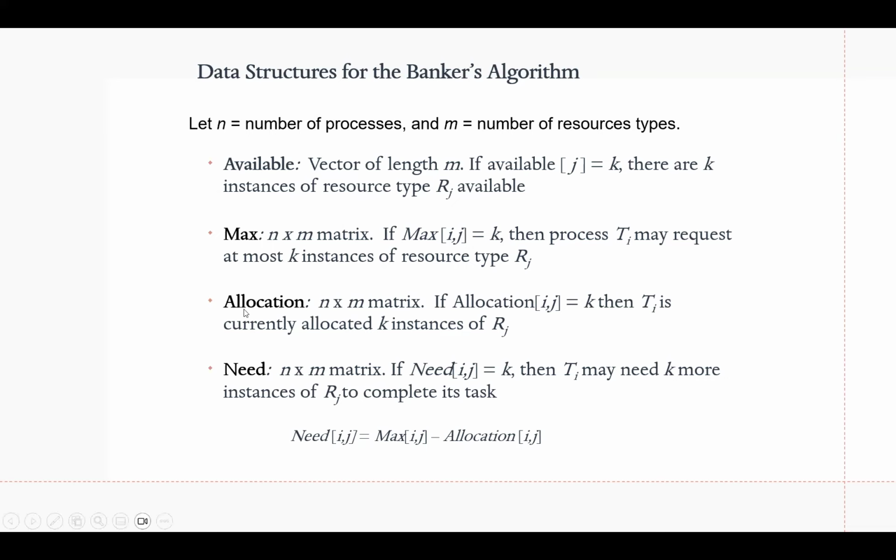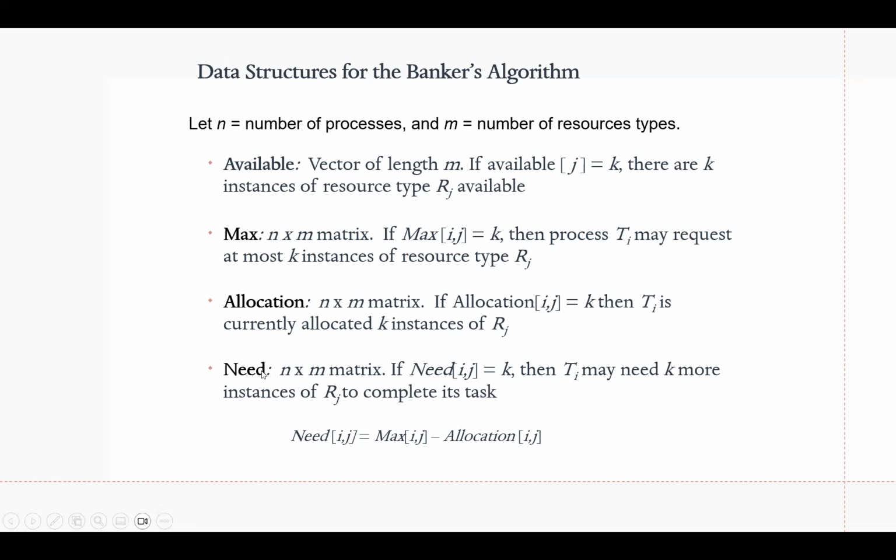The next one is Allocation. Allocation is again a matrix of n by m. If Allocation[i][j] equals k, it means process Ti is currently allocated k instances of resource type Rj. So the allocation matrix gives the current allocation of all the processes for all the different resource types.